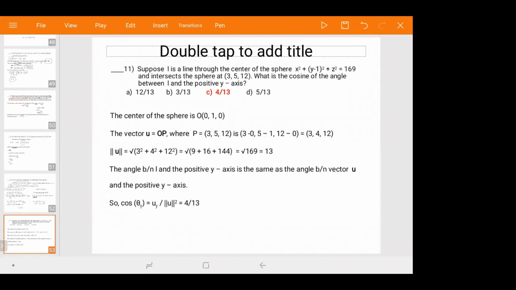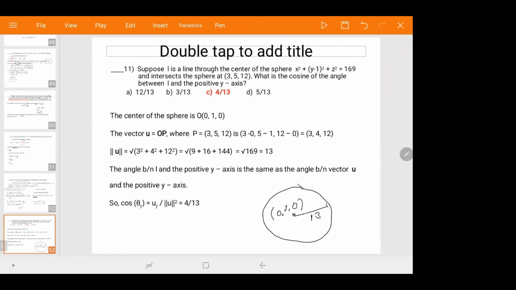Question number 11. Suppose L is a line through the center of a sphere with equation x squared plus (y - 1) squared plus z squared equals 169, and intersects the sphere. From this standard equation of the sphere, what is the center of our sphere? Obviously (0, 1, 0). This is the center. And what is the radius? It is 13.